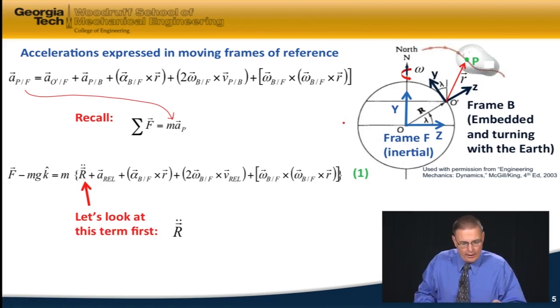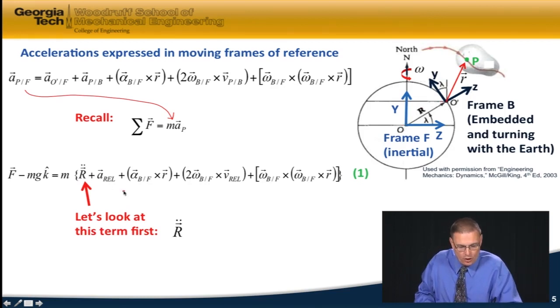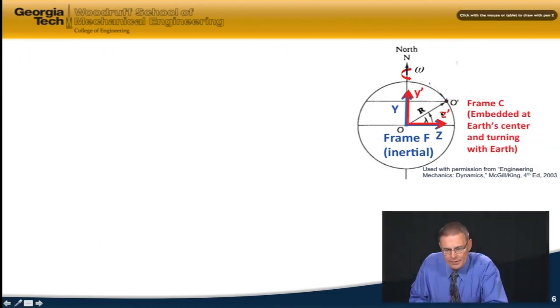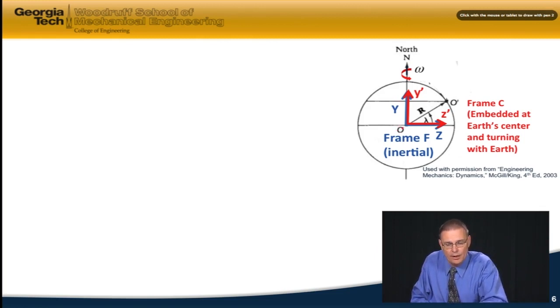And so the first thing I want to look at in this equation is this term R double dot. Now R is the position vector from the center of the inertial frame out to the origin of the moving frame. And so we want to find out what the acceleration is of O prime, or capital R double dot. So our next step is to find the acceleration of the origin out here, O prime. And to do that, we're actually going to set up another set of two frames. This time I'm going to have my inertial frame again at the center, but I'm going to put another frame, frame C, a moving frame, which is also at the center but turning with the Earth.